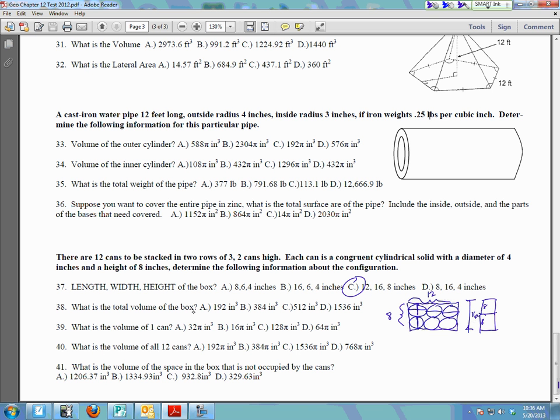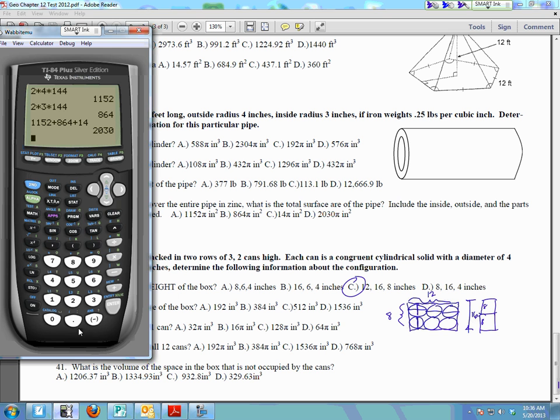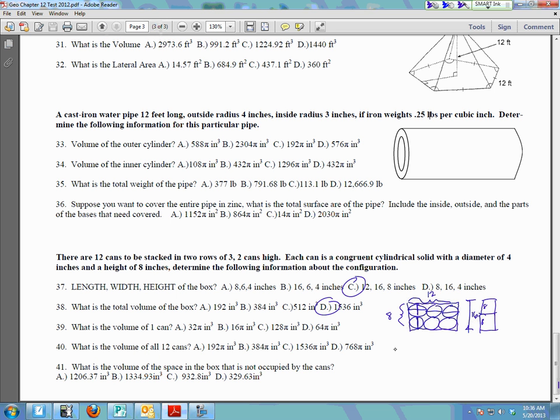What's the total volume of the box? We'll multiply those things together. So 8 times 12 times 16 is going to be 1536. So option D there for the volume of the box. Now the volume of one can. Well, volume of a cylindrical can is pi r squared h. So pi, your radius of your can, be careful here, it's going to be 2. So radius squared would be 4. And the height then is 8. So I get 32 pi for one can. The volume of one can, 32 pi.